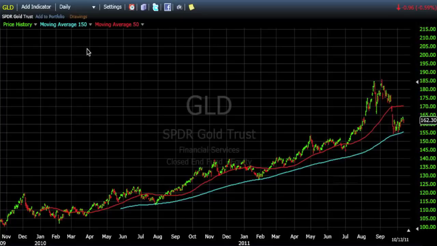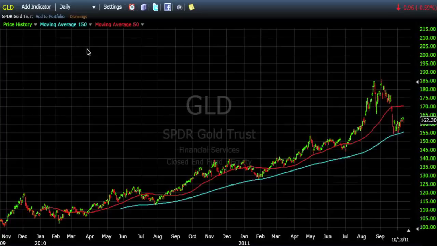I also use a 50 MA because I know a lot of hedge fund and institutionals and momentum traders use the 50 MA. They often say if price is above 50 MA, it's long. If it's below, it's short. So I use that kind of as backup. They have my back. If I try to at least be with them, I will be doing fairly well.